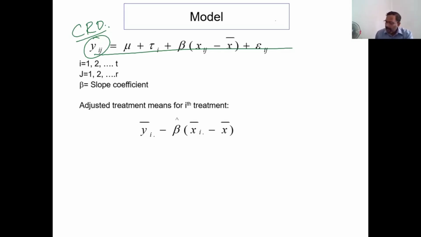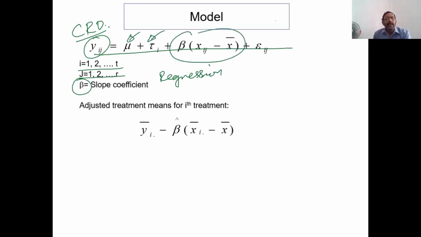So I is from 1 to T, J is from 1 to R, where R is replicate. In addition to that, here we have beta, that is the slope coefficient. Can you remember? We are introducing a regression. If you introduce a regression, definitely there will be a slope. So here, this is the grand mean, the treatment effect. Now this is the adjusted value actually, so we include that also in the model.